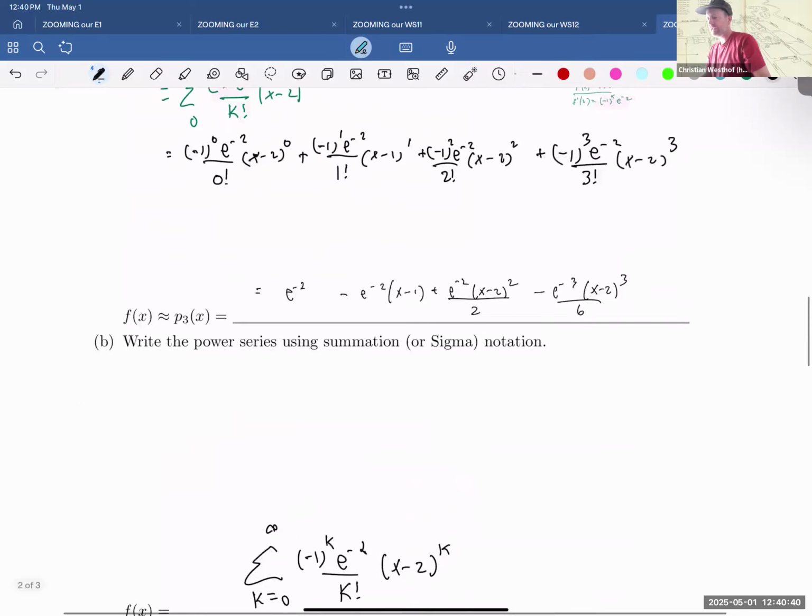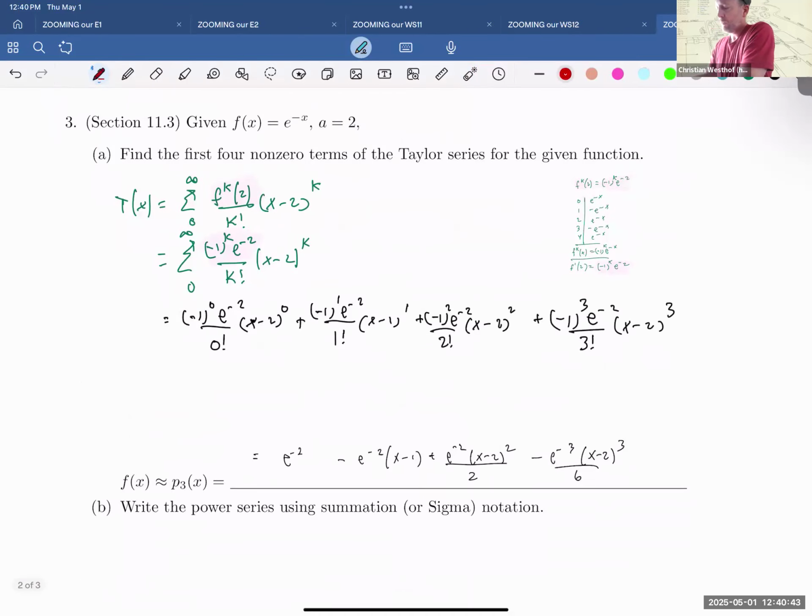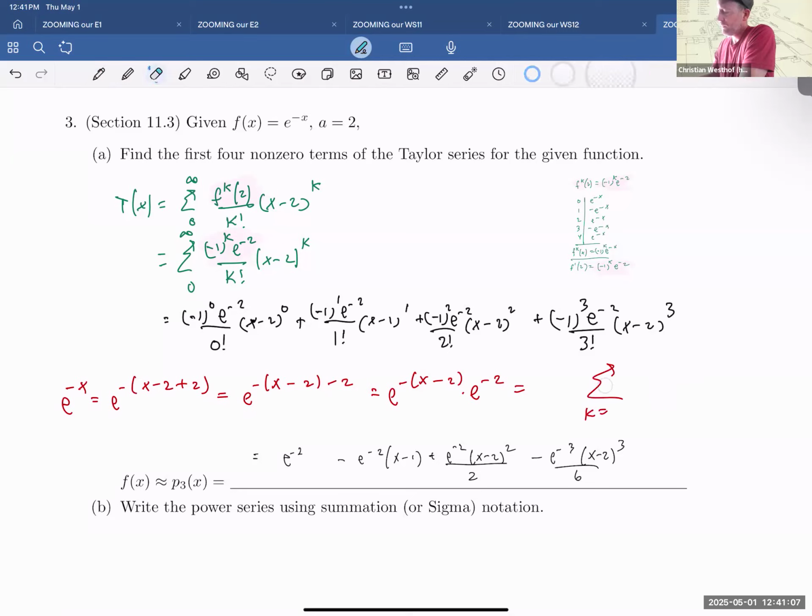Now there's another way to do that, and let's use another color. We could have adjusted for the center. So e to the negative x is the same as e to the negative of x minus 2 plus 2. That's the same as e to the negative of x minus 2 minus 2. That's e to the negative of x minus 2 times e to the negative 2. And that is e to the negative 2 times the sum from 0 to infinity. Here, let's put that right there.